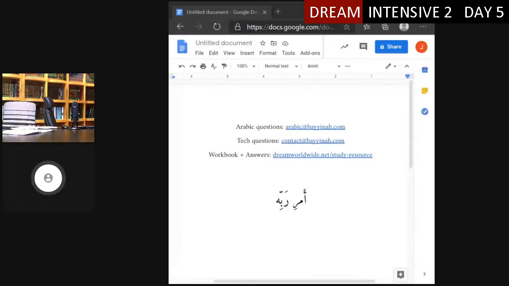I got one. Mavish, number 53 is not an idafa. The second word is not jar.